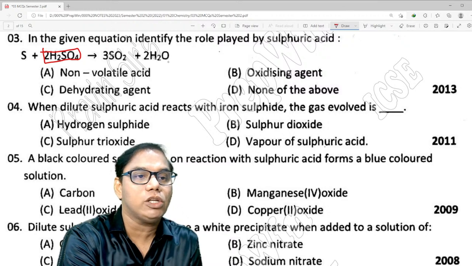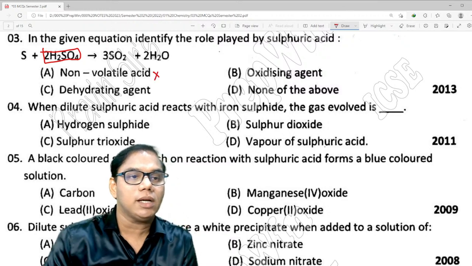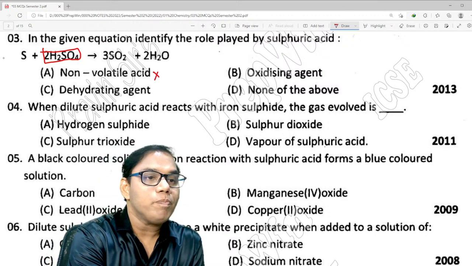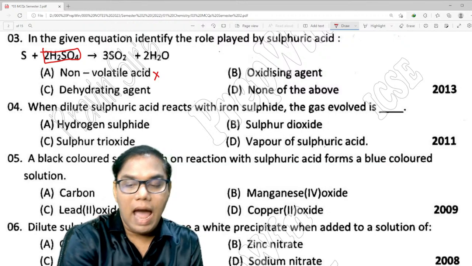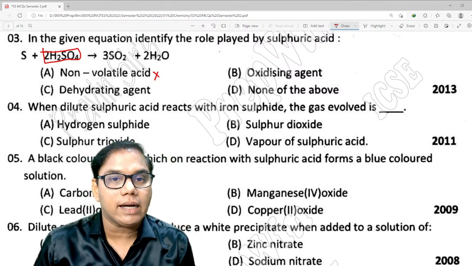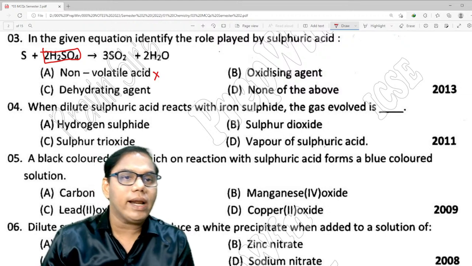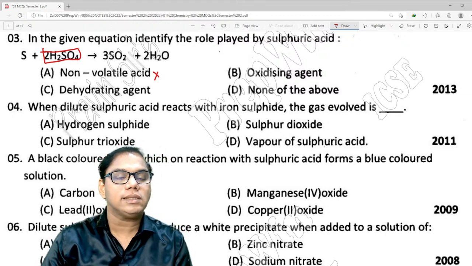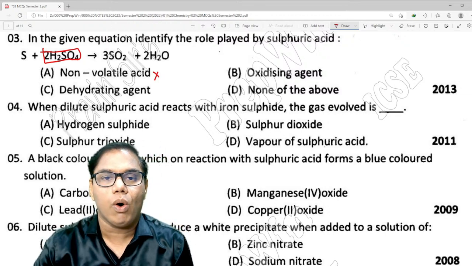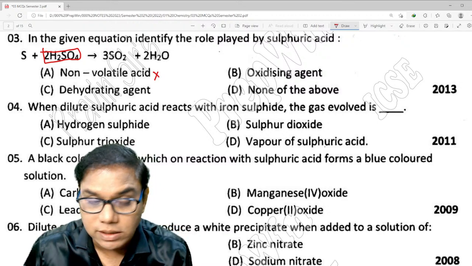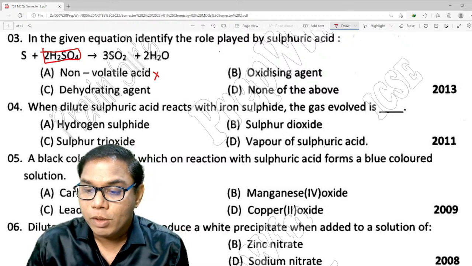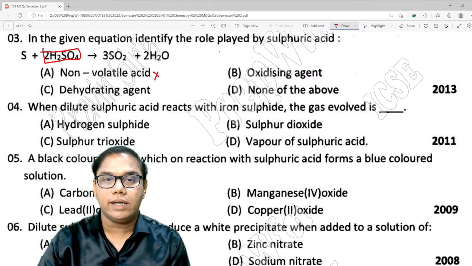So this is not the option. Kya? Okay, then what? Sulfur jo hai, usko add kiya oxygen. Is my correct answer oxidizing agent? Or is it dehydrating agent? Or there is no answer at all. This question was asked in 2013. What is the answer? I see students are divided.